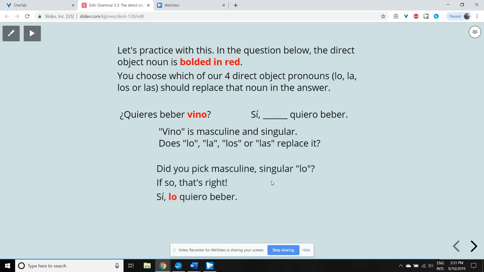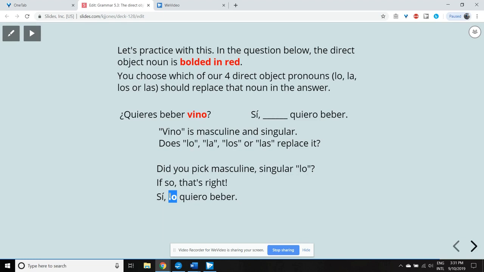Did you pick masculine singular lo? If so, that's right. When we replace a direct object noun with a direct object pronoun in Spanish, it has to agree in both gender and number. Vino is masculine and singular, and so is lo. And look where it went, right? Right before the conjugated verb.